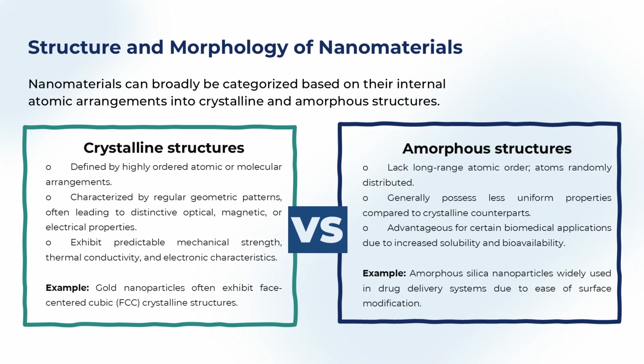Amorphous structures lack long-range atomic order. Their atoms are randomly distributed through the nanocarrier. Generally, they possess less uniform properties compared to the crystalline counterparts. For certain biomedical applications, they can have advantages due to the increased solubility and bioavailability. The example of the amorphous structures can be silica nanoparticles.